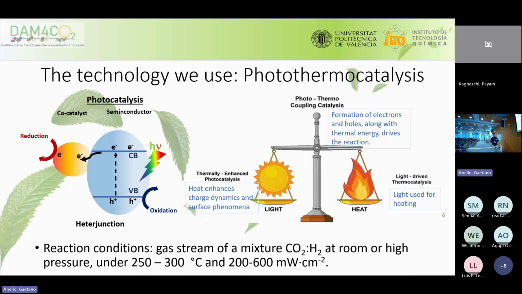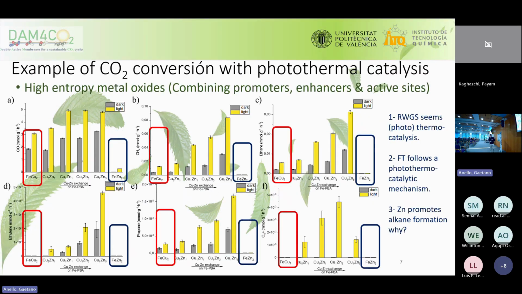So what we have been doing for CO2 is making reactions in continuous flow using a mixture of carbon dioxide and hydrogen. And we have been working around 250 and 350 degrees because we are limited by our project conditions. And also the light intensity, we have played around with these light intensities. So this is just an example of a metal oxide that we have synthesized for the project. This is a high entropy metal oxide where we have iron, copper, and zinc, and some traces of potassium.